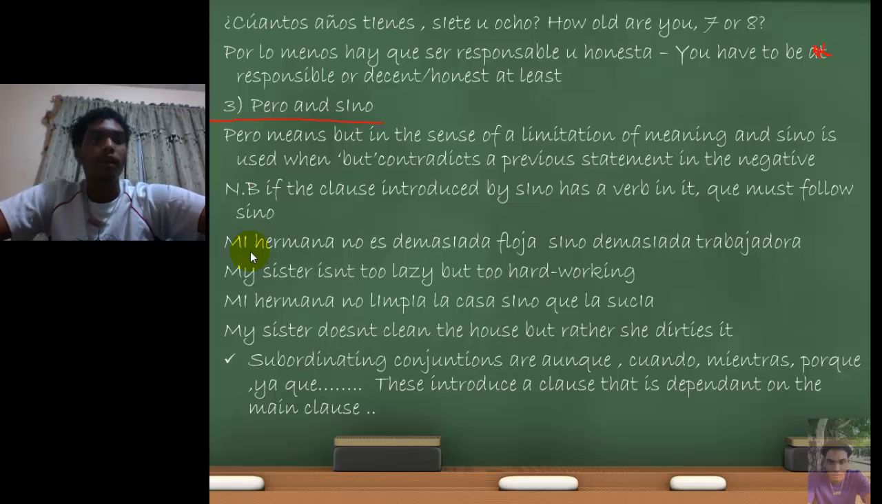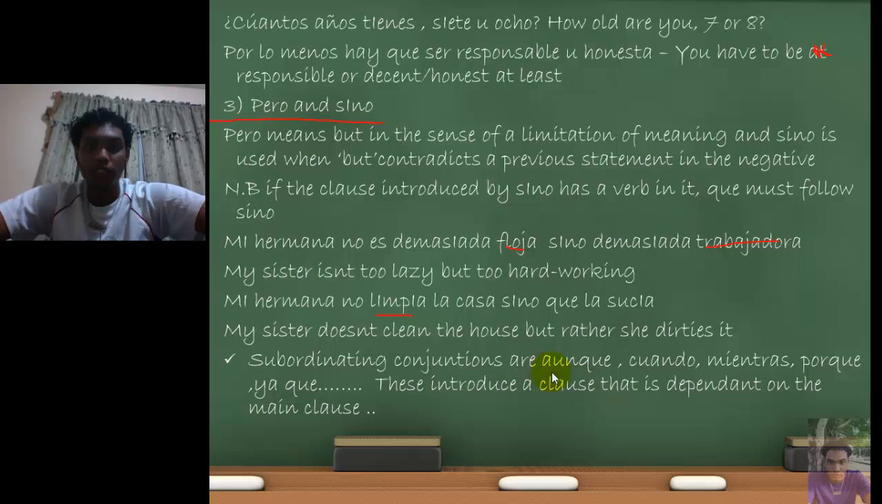So let's start. Mi hermana no es demasiada floja, sino demasiada trabajadora. So my sister isn't too lazy, but too hardworking. So it contradicts, right? Because obviously the opposite of lazy would be hardworking, right? I've introduced a verb here, limpiar, which means to clean. So mi hermano no limpia la casa, sino que la ensucia, right? My sister doesn't clean the house, but rather she dirties it, right?